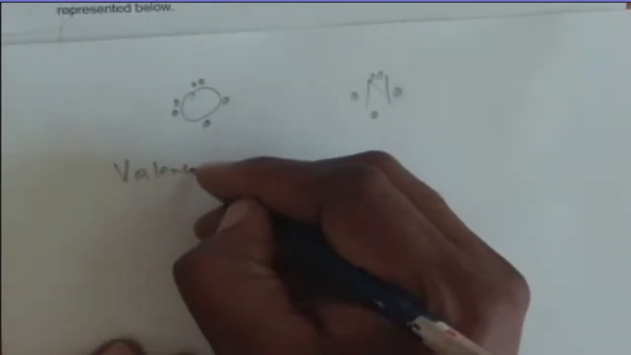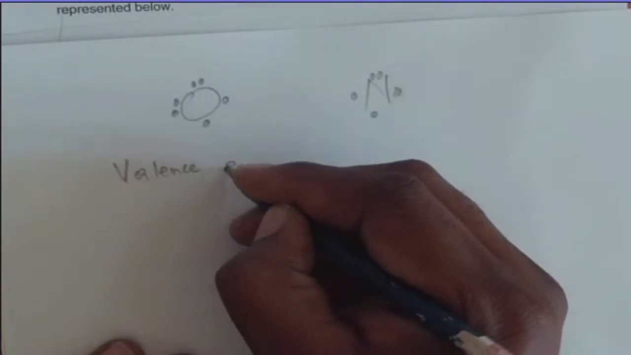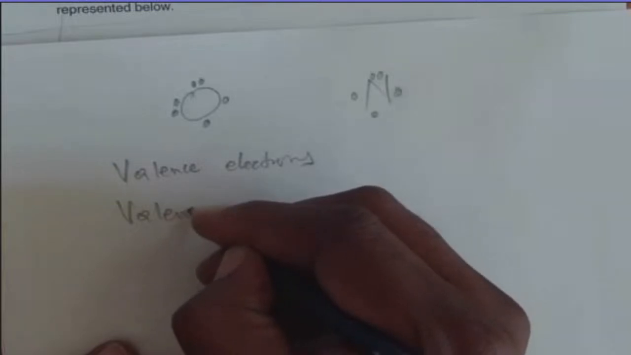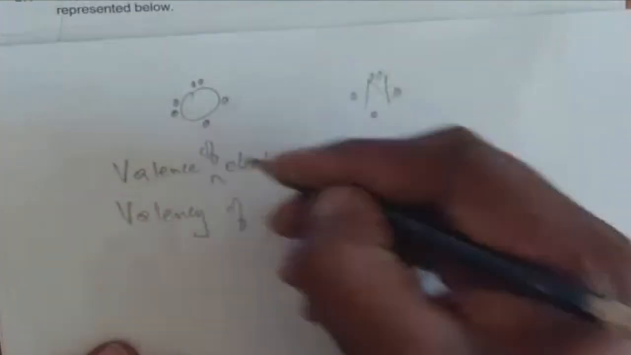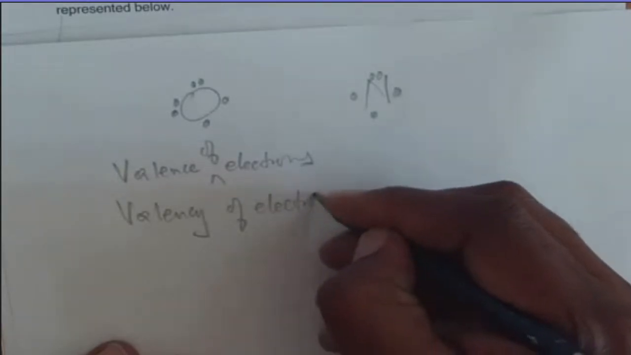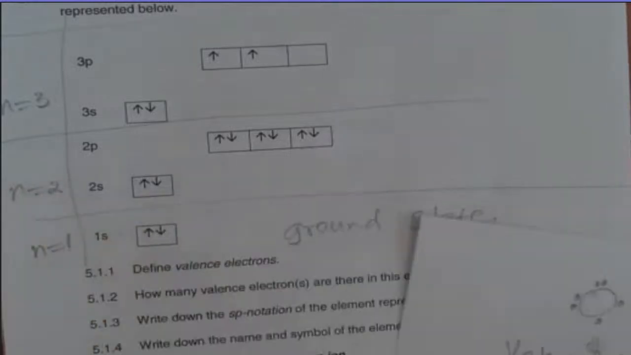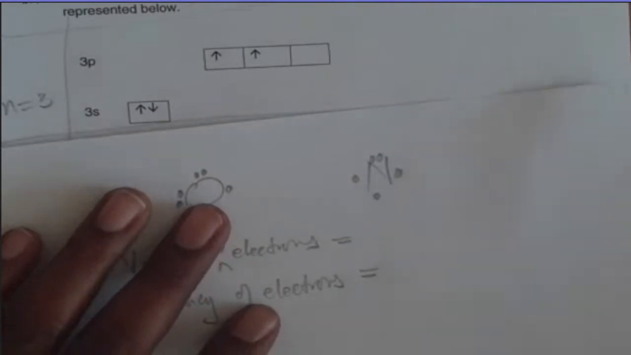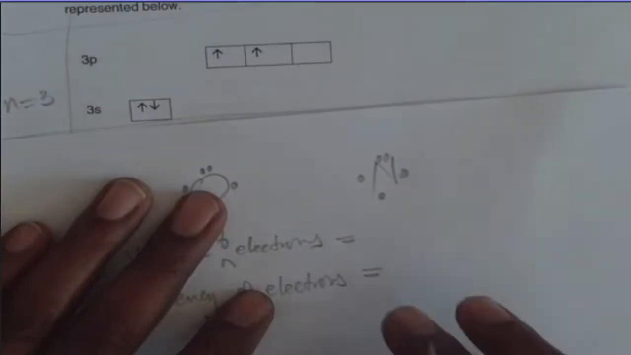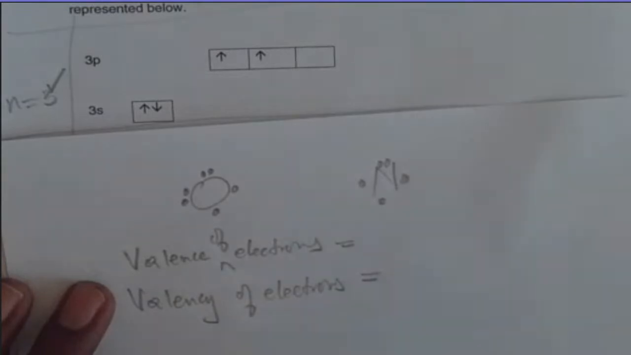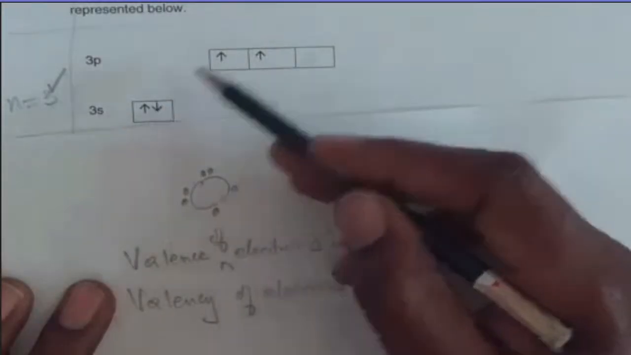So this is valence electrons. Normally for valence, you check the outermost energy level. So now energy level 3 will be the outermost energy level. So now the valence electrons, what will they be?